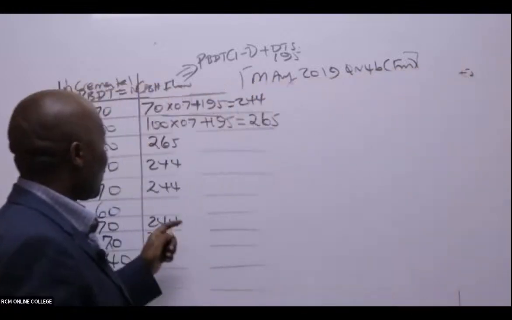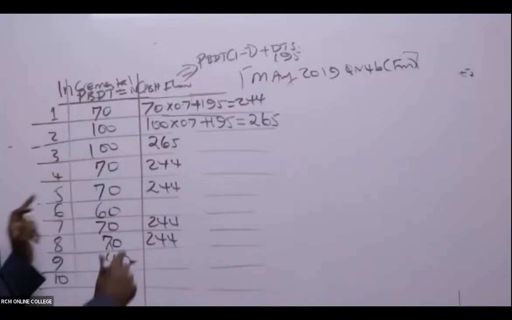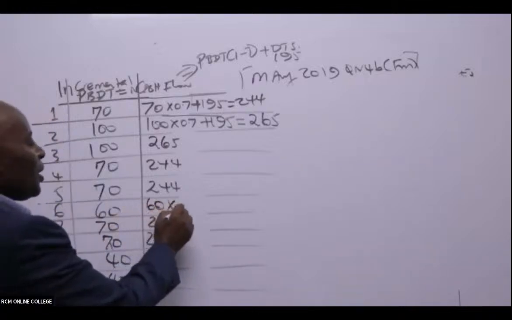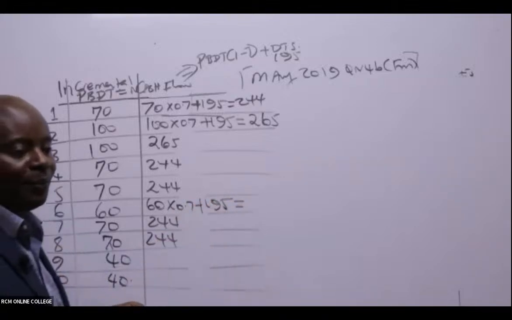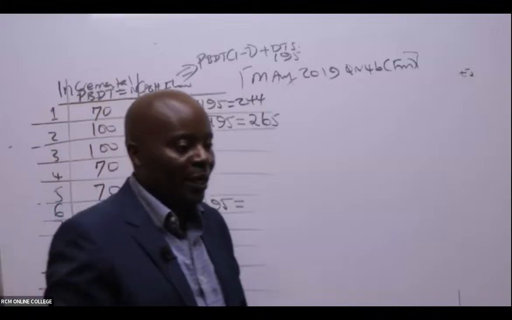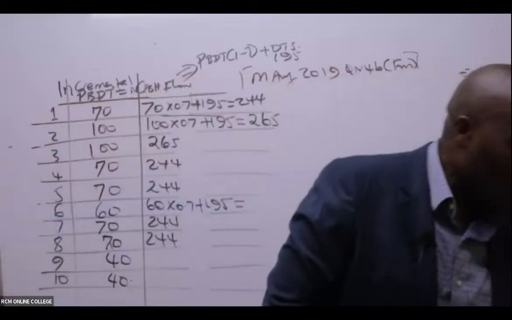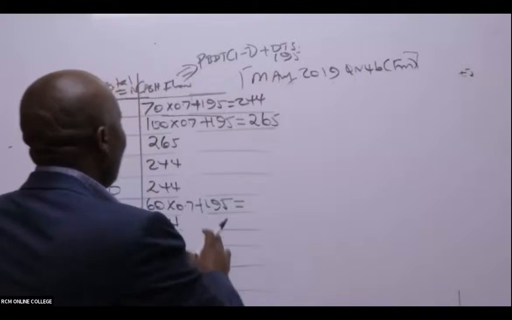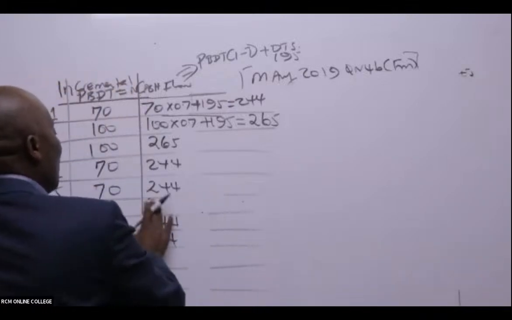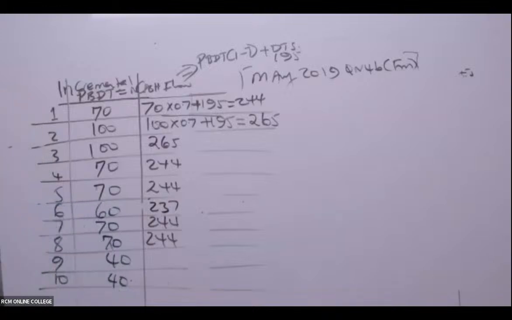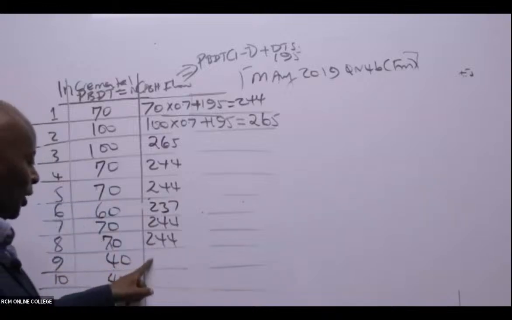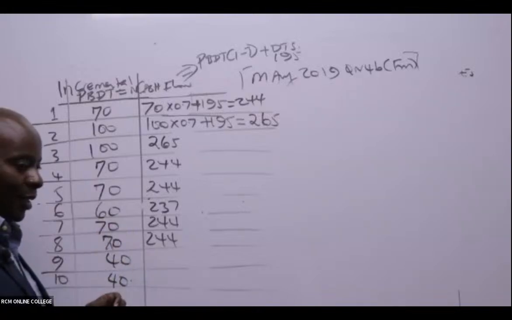How about this one, somebody? Is there somebody who can give me this one of 60? Because it will be 60 times 0.7 plus 195. Are you able to give me that figure? Yeah, 60. What figure are we getting there? 237. They are telling me, Mwalimu, even that one just grab. We have an answer for the 60: it is 237. How about for the 40? 40 less tax of it, 40 times 0.7 plus 195.